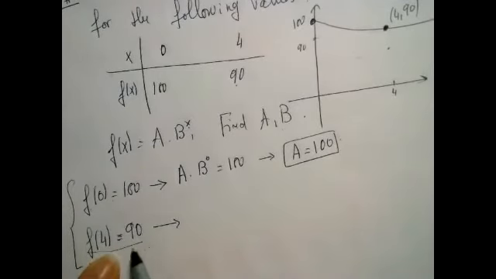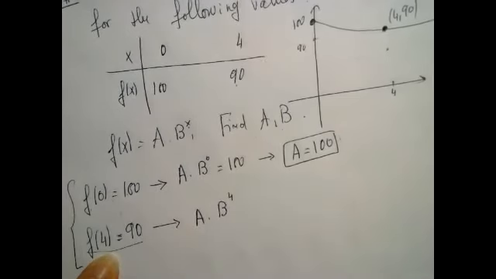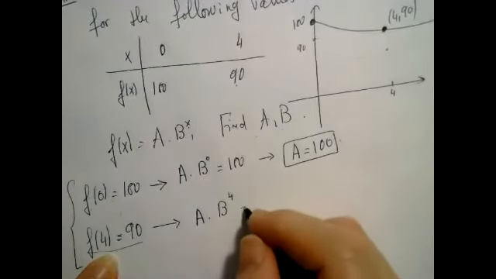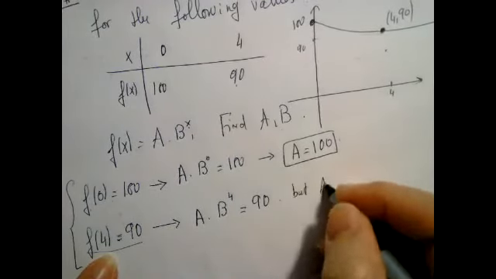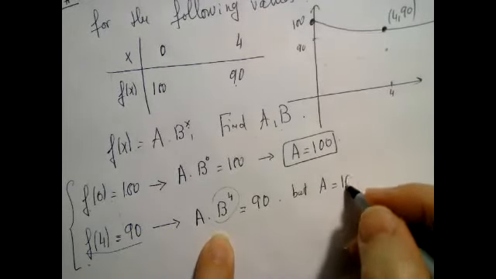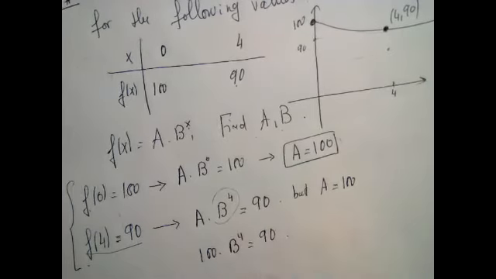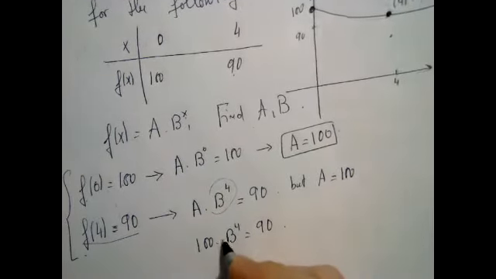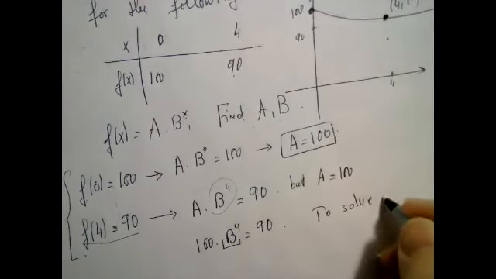F of 4 equals 90. It means if I plug in 4 for x, watch very carefully, I should get 90. But A is 100, so 100 times B to the 4 equals 90. I need to solve for B. That's what I want.